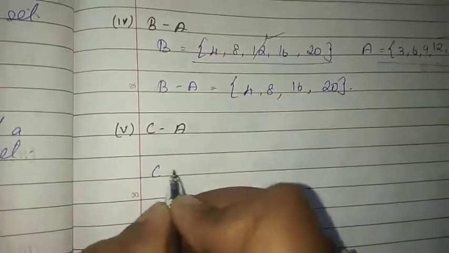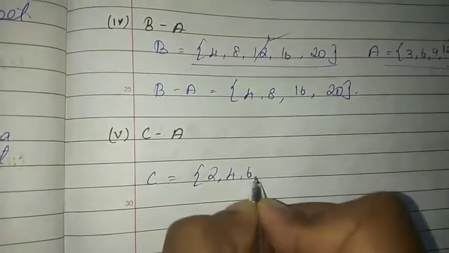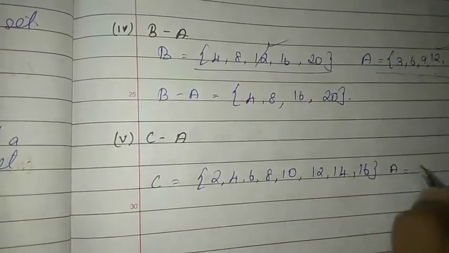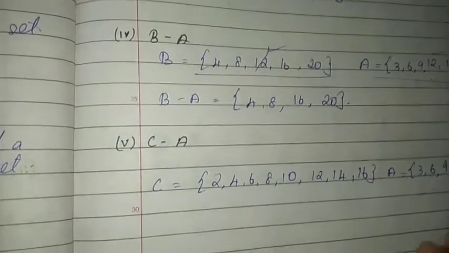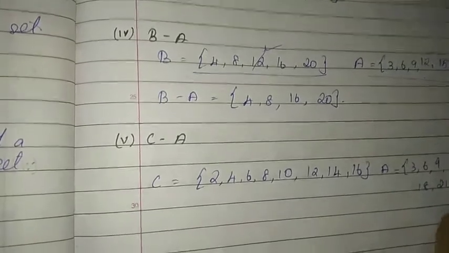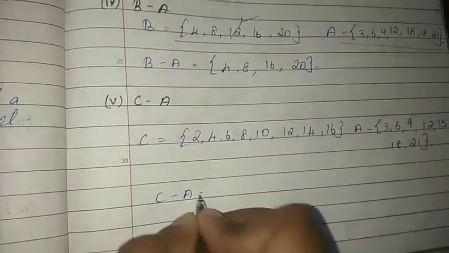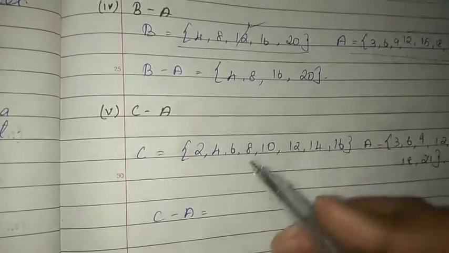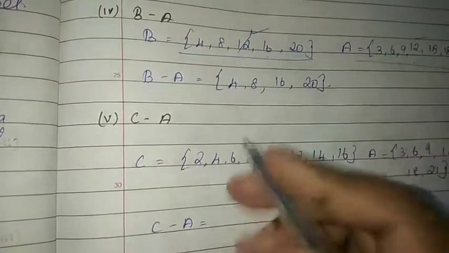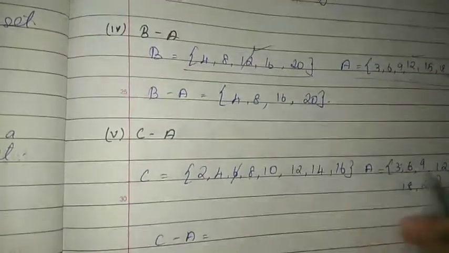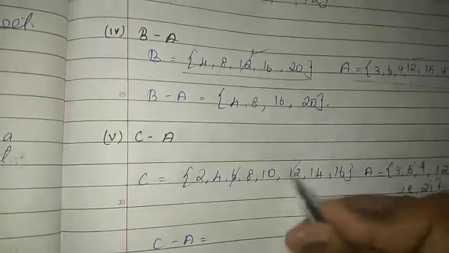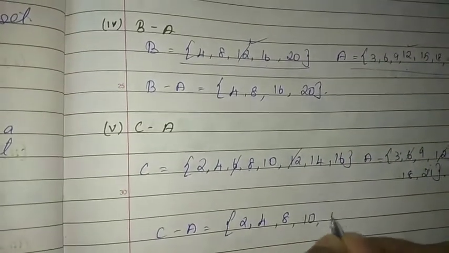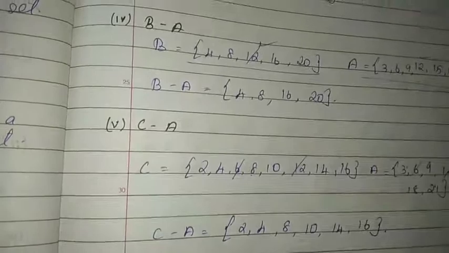Now C difference A. C is equal to 2, 4, 6, 8, 10, 12, 14 and 16. A is equal to 3, 6, 9, 12, 15, 18 and 21. So C difference A is equal to the set of all elements in C except the elements in set A. So 2 here, not here; 6 here, as well as here; 8, no; 10, no; 12 is here, that's it. So 2, 4, 8, 10, 14 and 16. This is my answer.